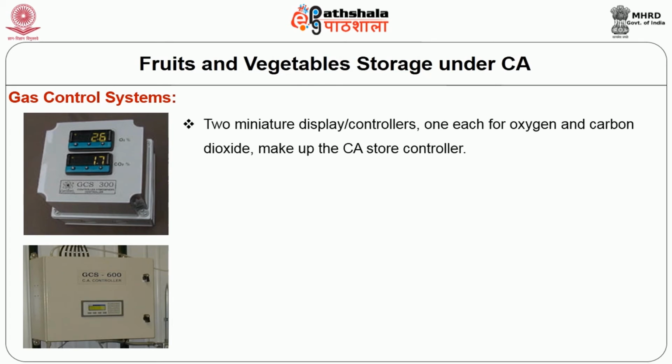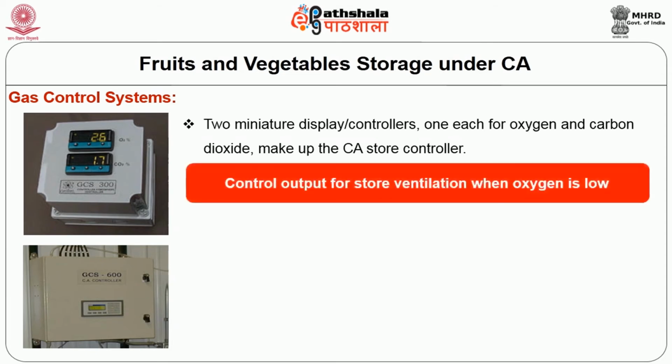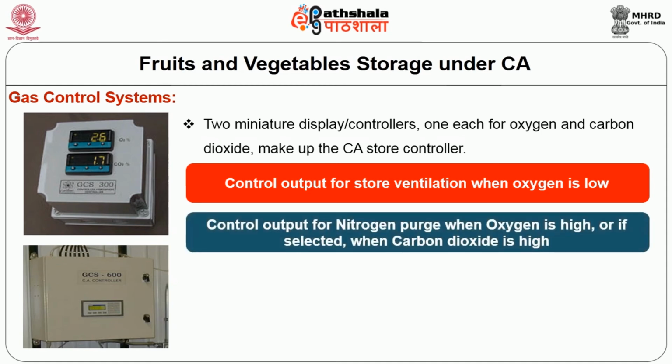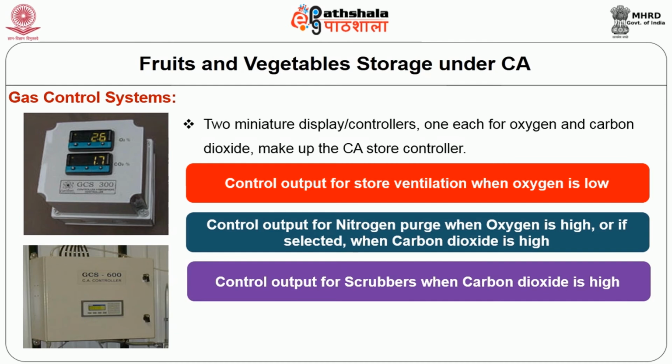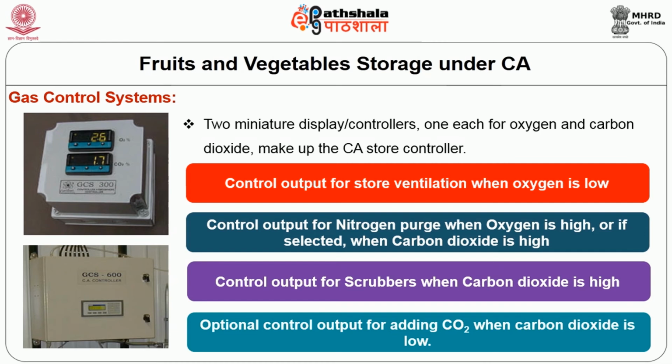Two miniature display controllers, one each for oxygen and carbon dioxide, make up the CA store controller. It features the following control functions. Control output for store ventilation when oxygen is low. Control output for nitrogen purge when oxygen is high, or if selected, when carbon dioxide is high. Controlled output for scrubbers when carbon dioxide is high, and an optional control output for adding carbon dioxide when it is low.